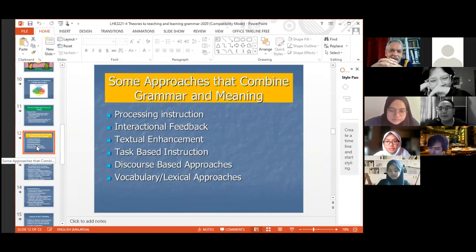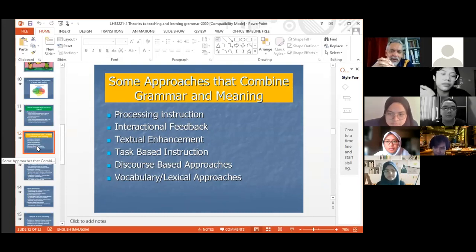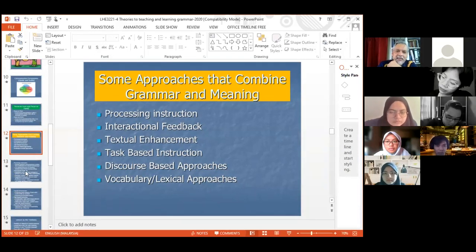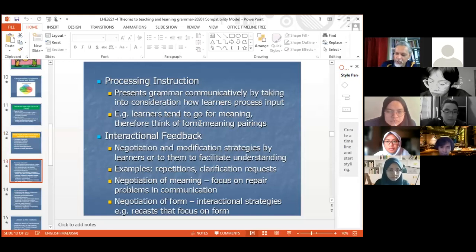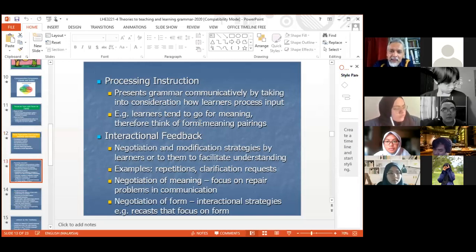But never mind. These are some approaches that combine grammar and meaning. And these are just approaches. Maybe you can even call them strategies. One is processing instruction. In processing instruction, what they try to do is go for form and meaning pairings. So a form like ed and what it means. If you can link a form and what it means, then it's good.